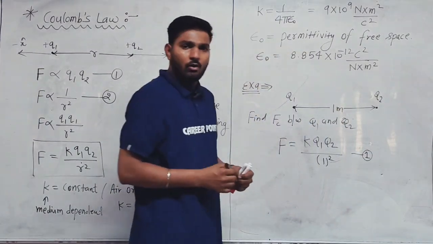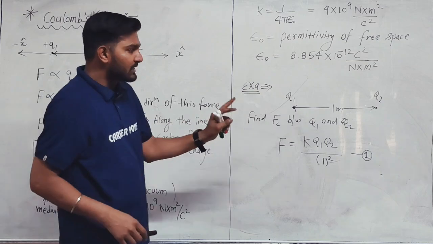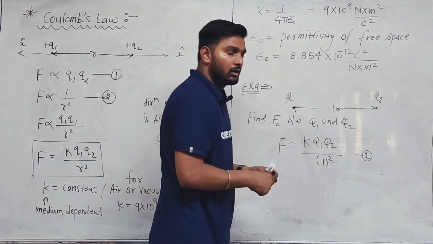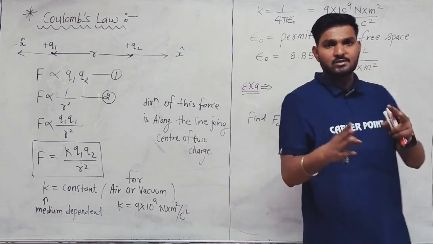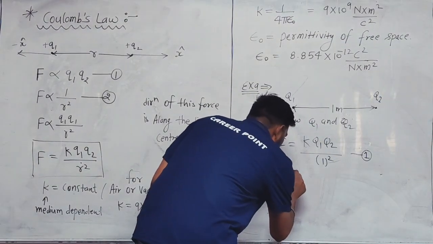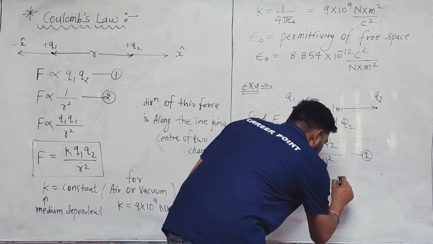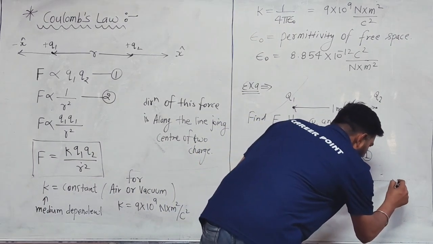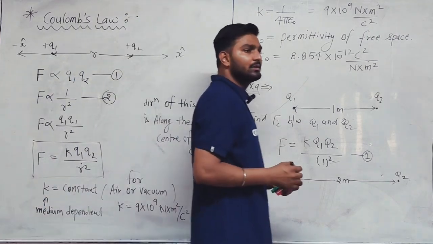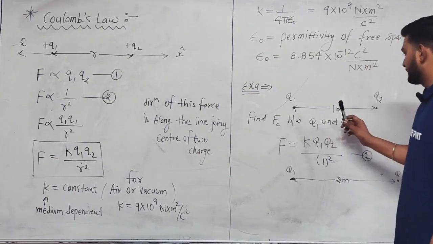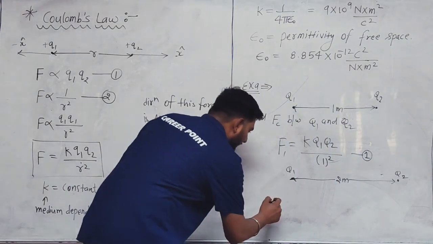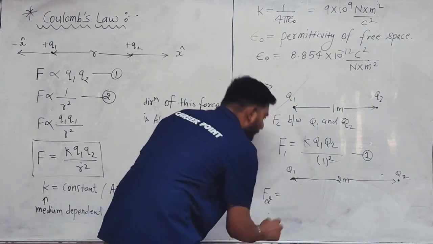Now, let's suppose the separation of these two charges is increased to 2 meter. Now, this is Q2 and Q1. So what will be the ratio of forces in this condition and this condition? Let's suppose this is my force F1 and this is my force F2.